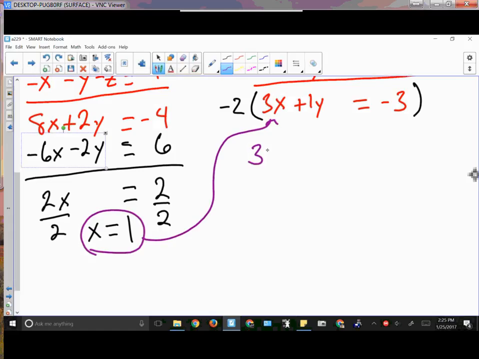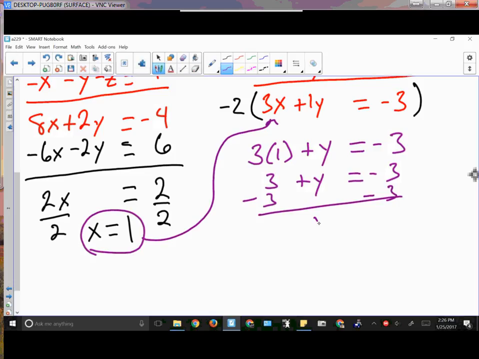So I get 3 times 1 plus y, because 1y is just y, right, is equal to -3. So that means I've got 3 plus y equal to -3. Subtract 3, subtract 3. Y is now equal to -6. So now I have got x. Now I have got y. Now the last one I need to find is z.